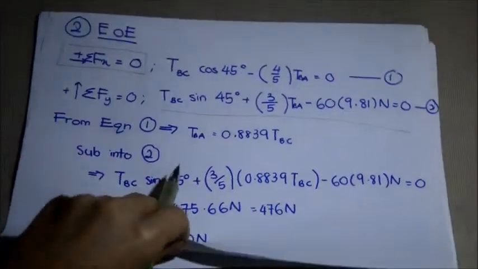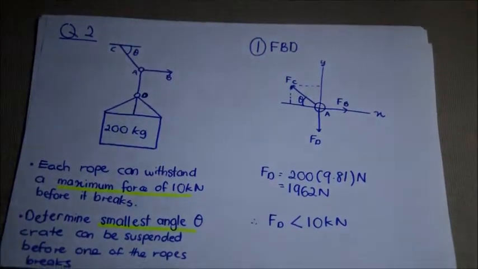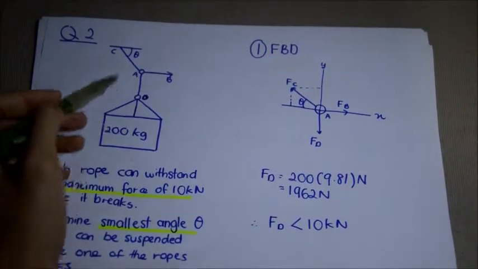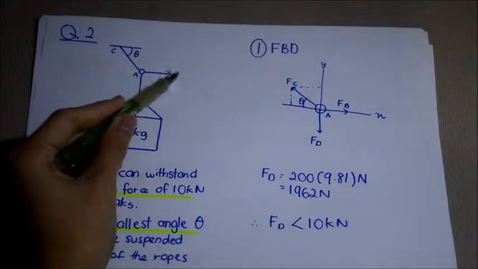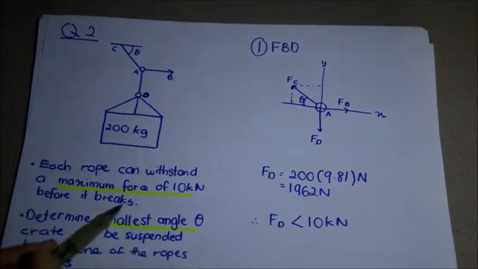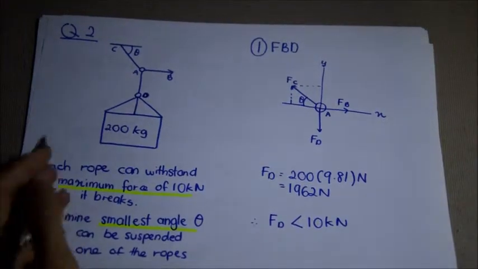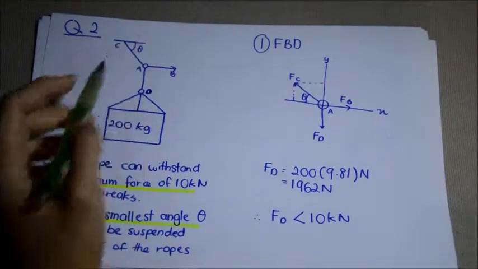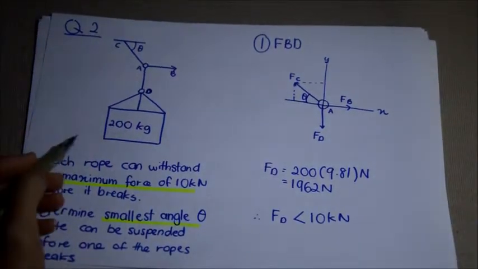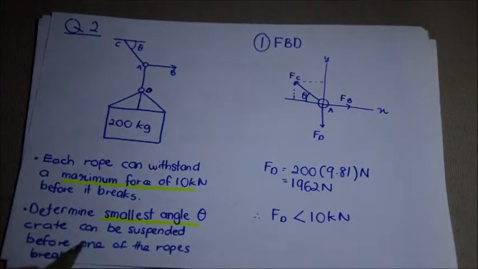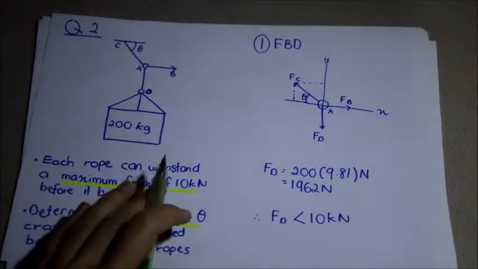Now, let us look at the second question. In this question, we can see that a 200 kg crate is suspended using the ropes AB and AC. Each rope can withstand a maximum force of 10 kN before it breaks. Here, AB always remains horizontal, so we want to determine the smallest angle theta that the crate can be suspended at before one of the ropes breaks.